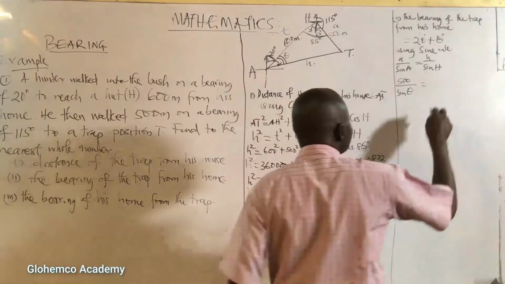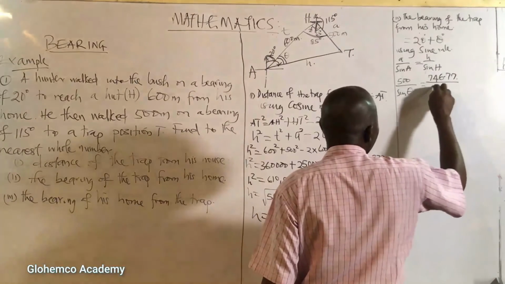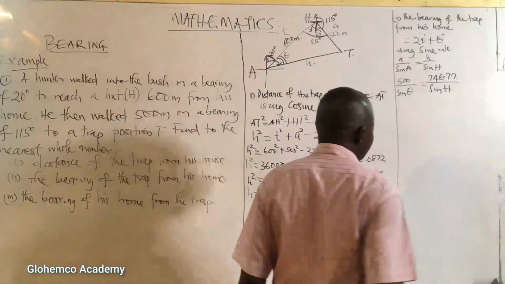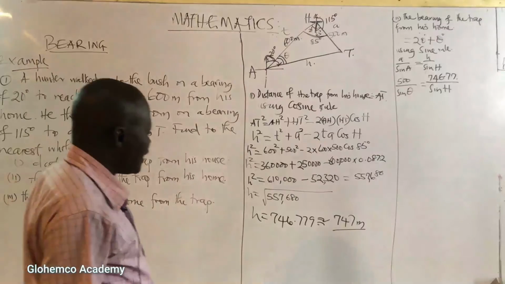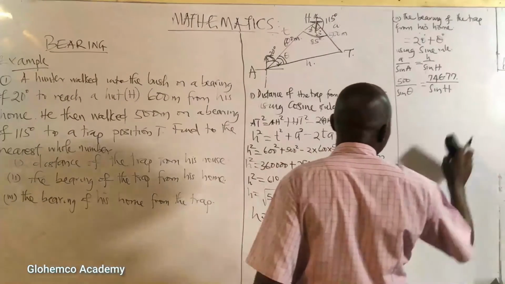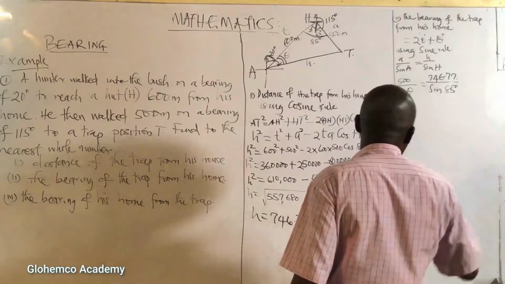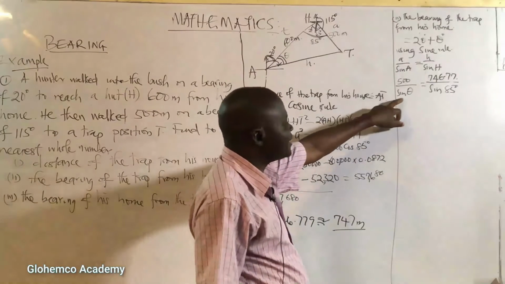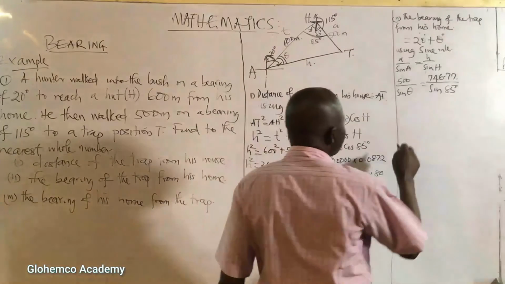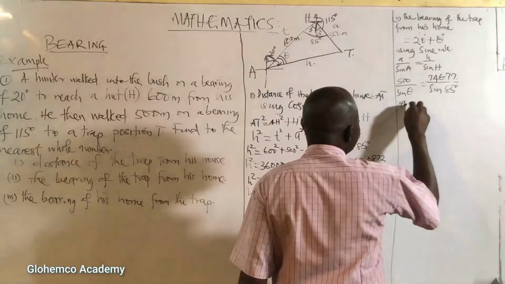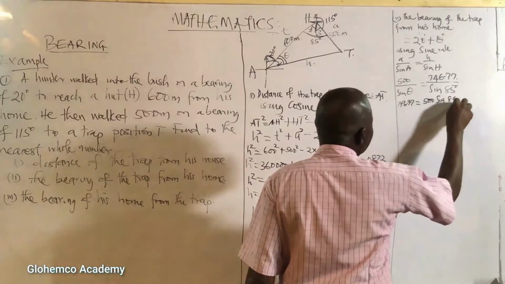So we have to quote 746.77 over sine h. And what is our sine h? Our sine h is 85. You have to change it to h. Our sine h is 85 degrees. So we are now looking for only sine theta. And how do we get our sine theta? We cross multiply. Cross multiplication gives us 746.77 equals 500 sine 85 degrees.